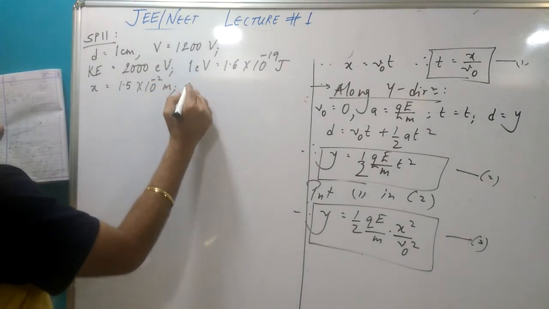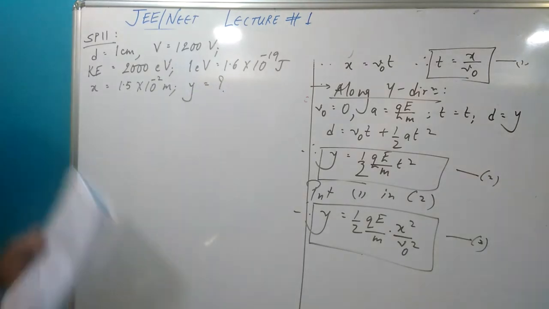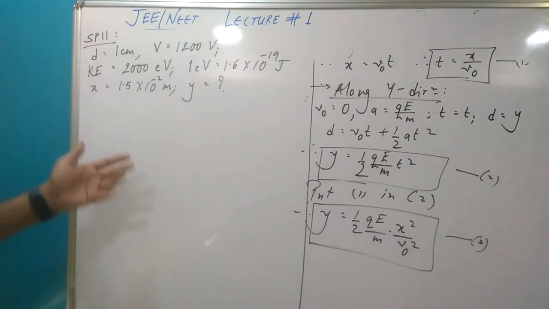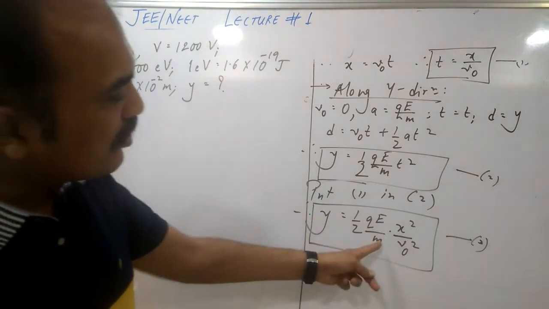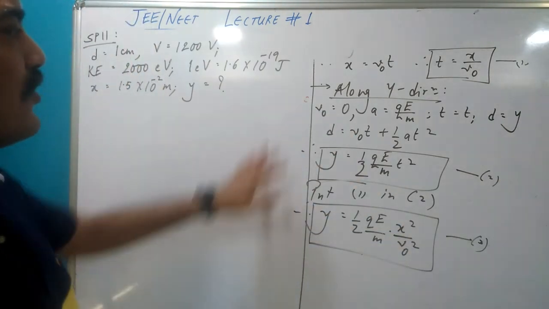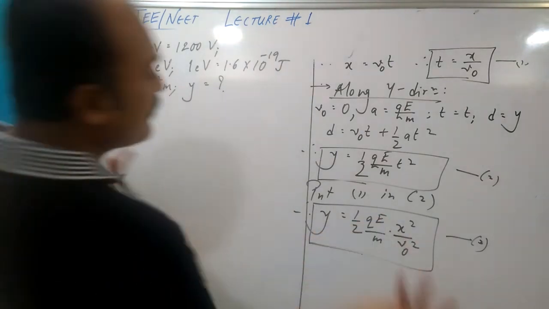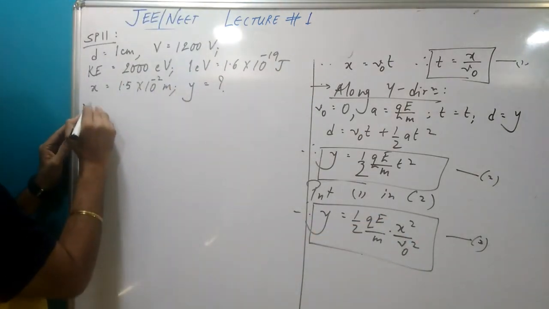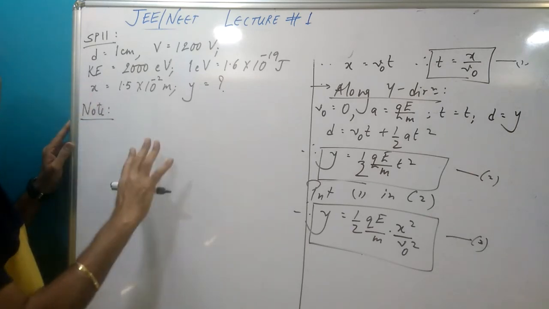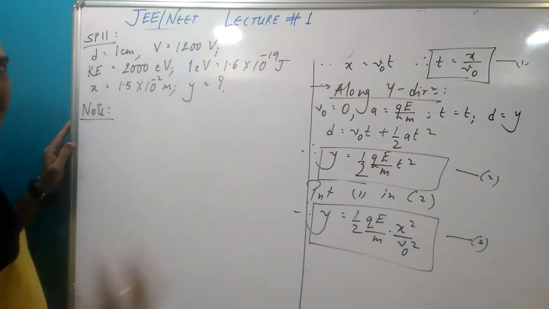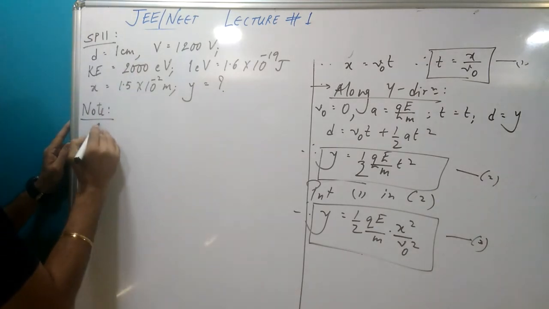And they have asked you the deflection in the y direction. As easy as it looks. Here everything is there. But now you will tell me, sir, we don't have M, we don't have V0. Okay, don't be hassled. Sir, we don't have E also. Okay, let's put it down as a note. This is only for this solving. Don't worry about this formula, how it came, what came. We'll do all that later.